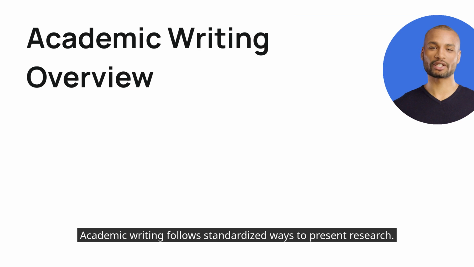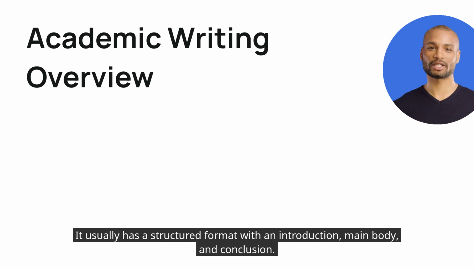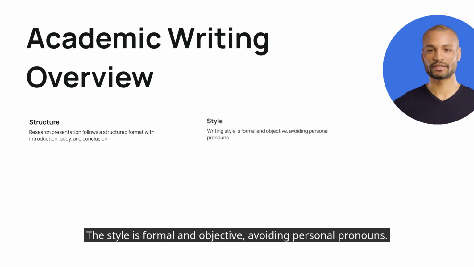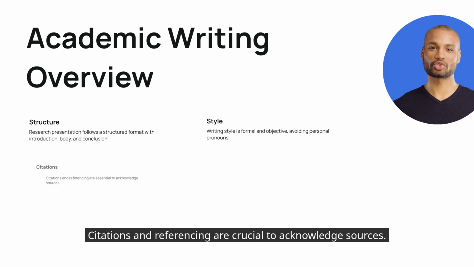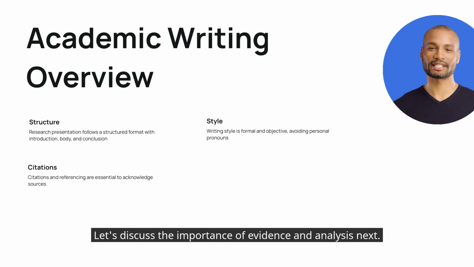Academic writing follows standardized ways to present research. It usually has a structured format with an introduction, main body, and conclusion. The style is formal and objective, avoiding personal pronouns. Citations and referencing are crucial to acknowledge sources. Let's discuss the importance of evidence and analysis next.